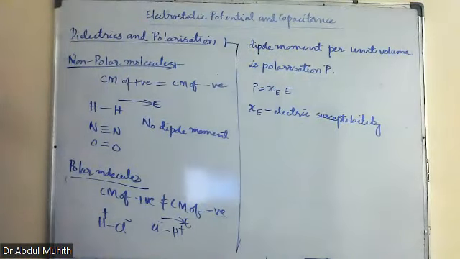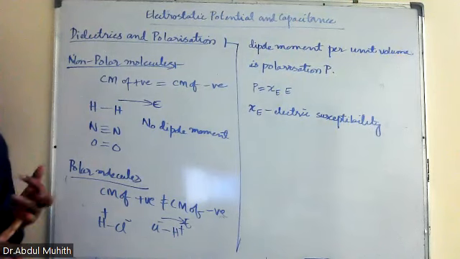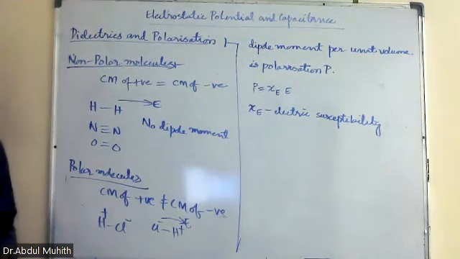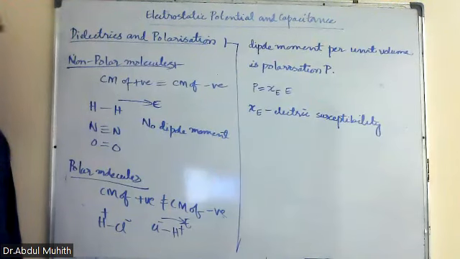So tomorrow only one class I can finish off the capacitance: parallel plate capacitor, series, parallel, energy stored in the capacitor. Derivation is not there for energy stored in the capacitor, only a qualitative explanation. So tomorrow I will finish off the theory part, and after that we can go for current electricity. Clear, all of you?